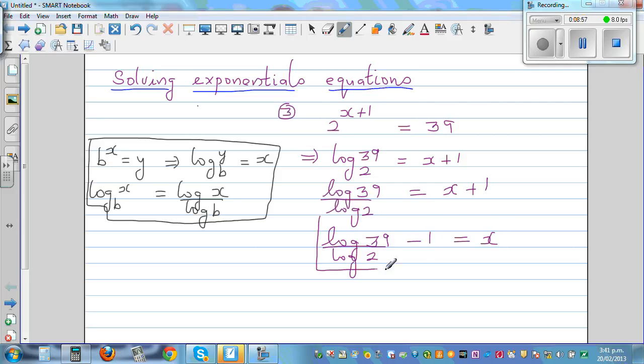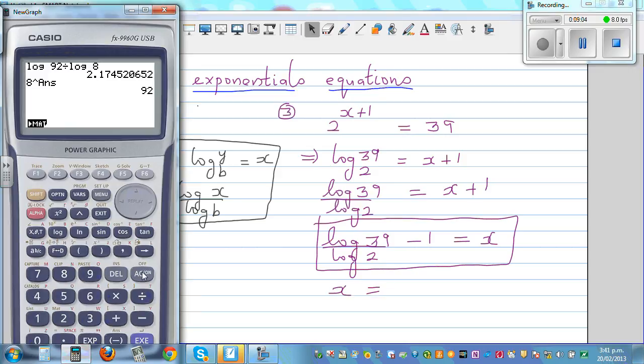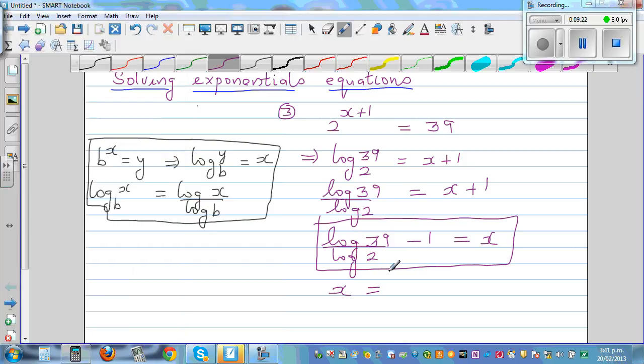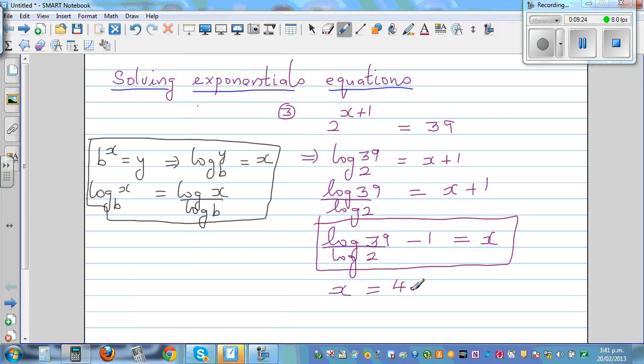Okay, so let's check the answer. Let's get the exact answer. So x would be log of 39 divided by log 2 minus 1. Calculate, so it'll be 4.29 in 2 dp. Okay, so let me write it in. So this is 4.29 in 2 dp.